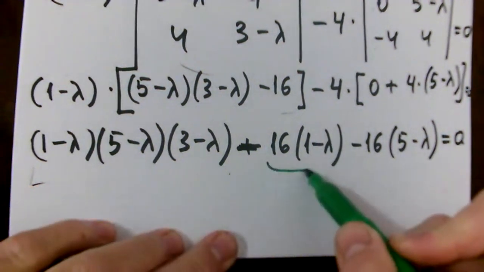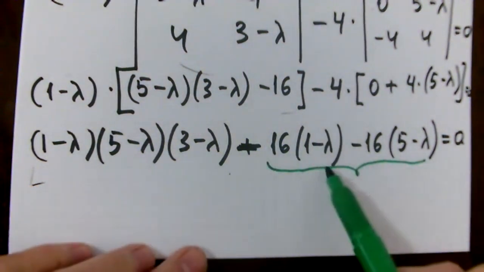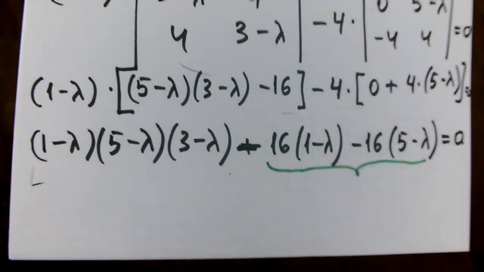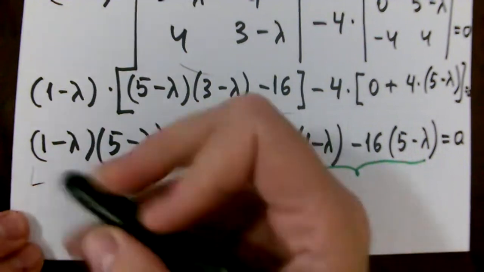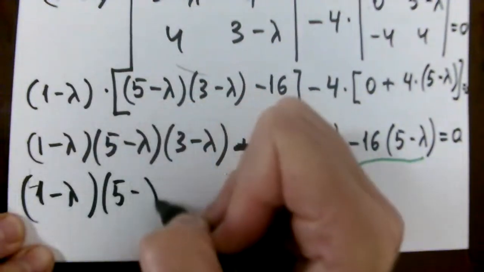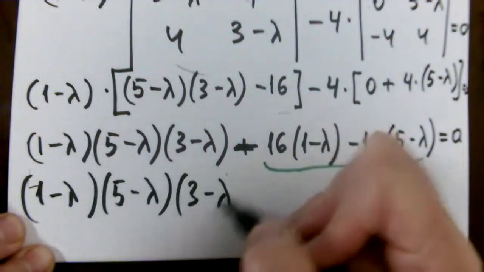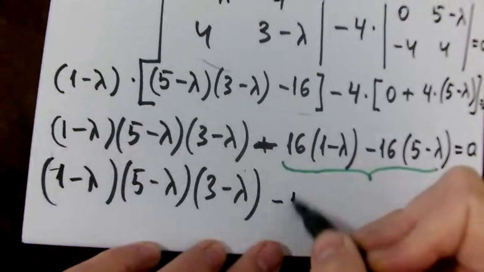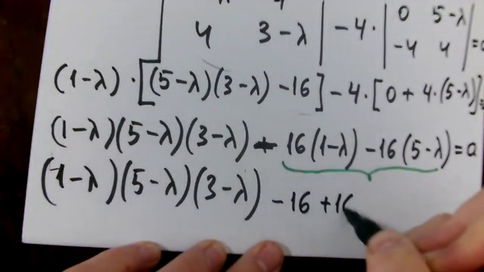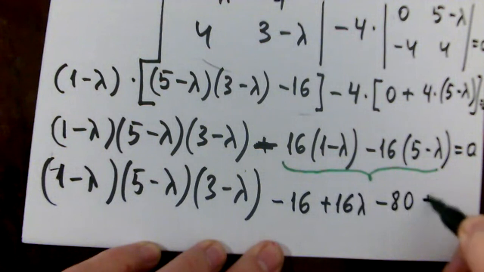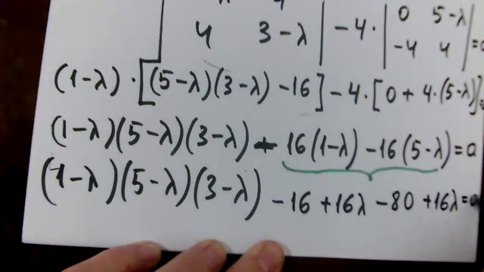We can try doing this multiplication. Maybe we will find some like terms, and they will give us something good, but maybe not. Nothing is guaranteed. You will never know. We can just try, if you don't run out of time, of course. Okay, so I'm rewriting the first term, and now I'm just doing this multiplication. It will be minus 16 plus 16 lambda minus 80 plus 16 lambda is equal to 0.